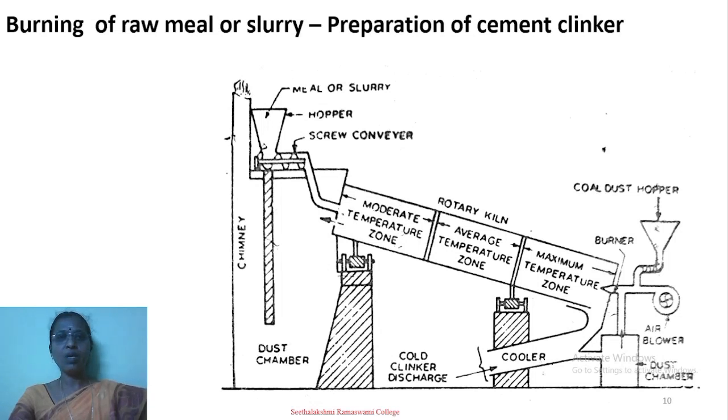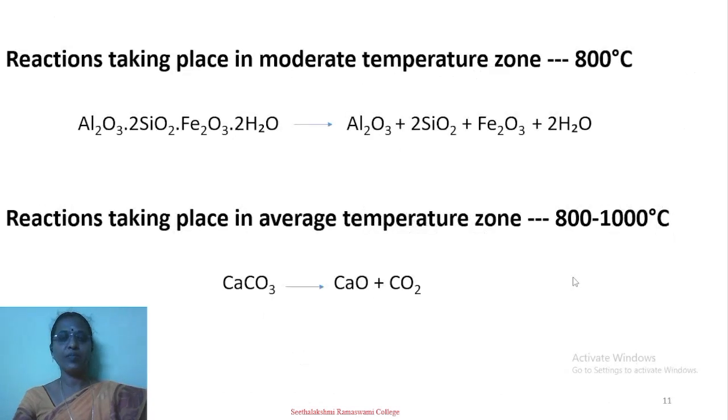The raw meal or slurry, that is the charge, is heated by burning coal dust at the lower end with the help of a blower. As the kiln rotates, the charge slowly moves downwards. The reactions take place at three different temperature zones, that is moderate temperature, average temperature and maximum temperature.